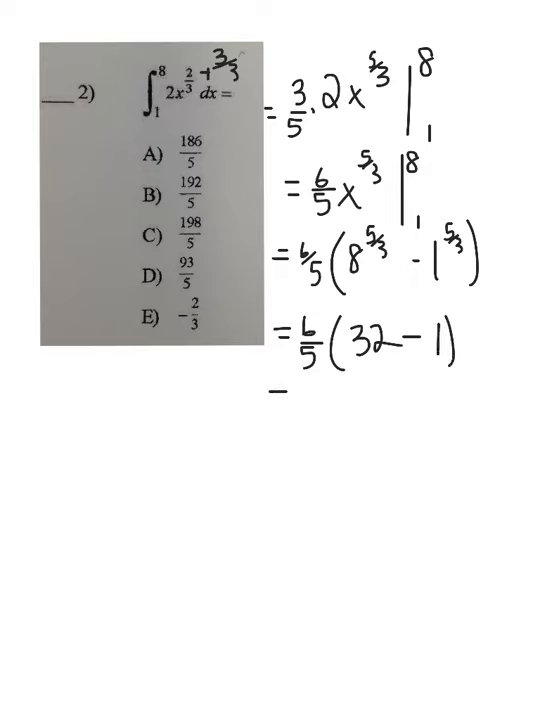Okay, so now here's where the 6/5 kind of comes back. So now that we've simplified the parentheses to 31, now we can go ahead and multiply that. Remember, this is over 1. Okay, so that's 186/5, and your answer is A. All right, make sure that you're writing all this down in your notes packet. All right, let's do number 3.